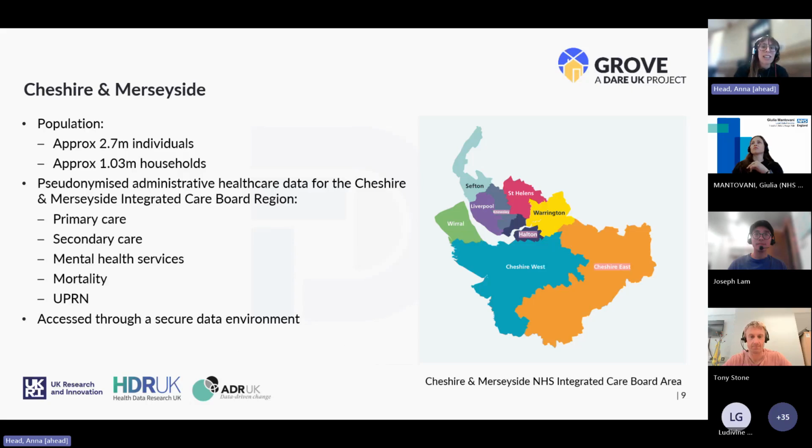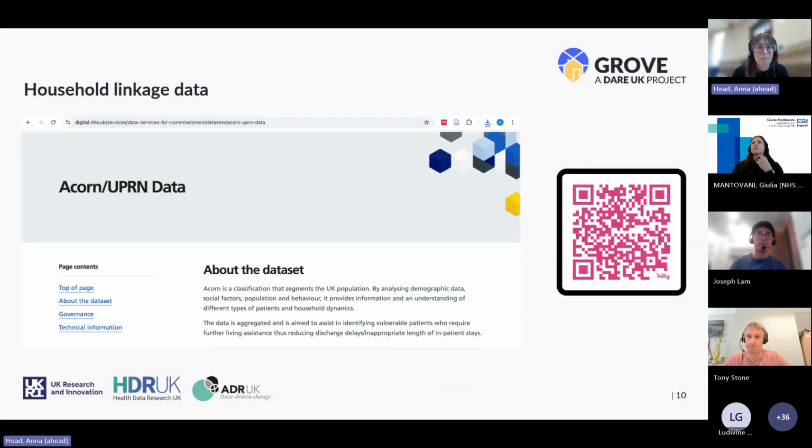So our work is mainly centred in Cheshire and Merseyside in the northwest of England. It covers around 2.7 million individuals and just over 1 million unique households. The data we have is pseudonymised administrative healthcare data for our ICB region. That includes primary care, secondary care, mental health services, mortality, and now we have this new UPRN data set, and we access our data through a secure data environment.